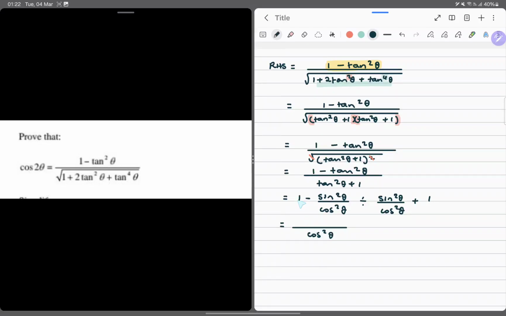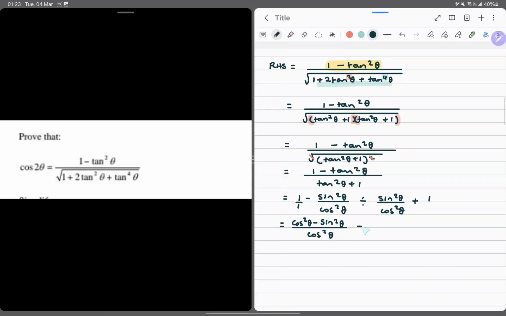And what do we do here? This is over 1. So cos squared theta divided by 1 is cos squared theta. Cos squared theta times the numerator is just cos squared theta. Then we say cos squared theta divided by cos squared theta is 1. 1 times the numerator, we remain with sine squared theta.